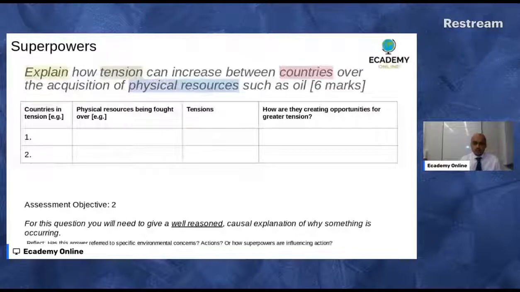Yeah, good job. Right, so let's move on to the next slide. So I'd break it down like this and write down a few notes, and that will help you to structure your answer a little bit better too.